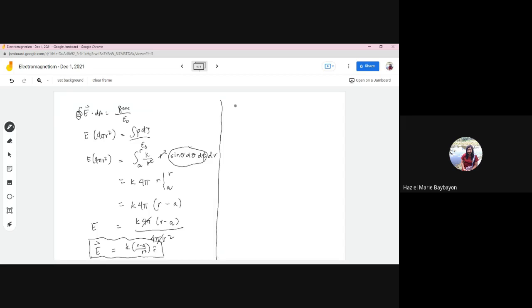And then we have region 3. For region 3, r is greater than b. For this, again, we have to use Gauss's law. So we have E dot dA equal to Q enclosed over epsilon naught. Now, the same applies for Q enclosed. Our Q enclosed is equal to the integral of rho d tau, but for this, our limit is from a to b.